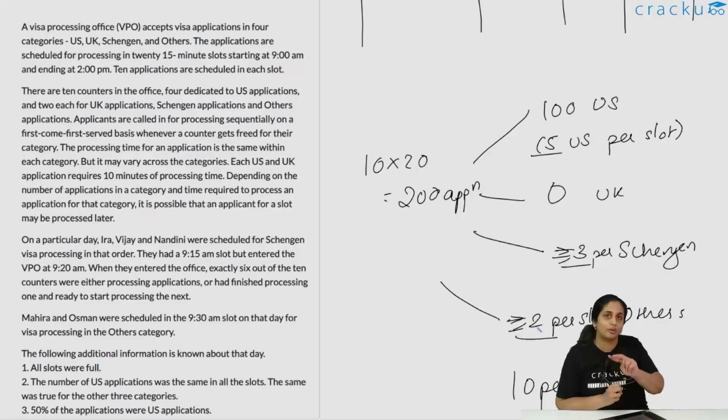So those 2 are the only 2 who were called for that particular slot. 3 were called for Schengen, so exactly 3 are called for each Schengen slot. And since these add up to 10 applications per slot, that means there are no UK applications at all. So how many UK applications were there? There were 0 UK applications.